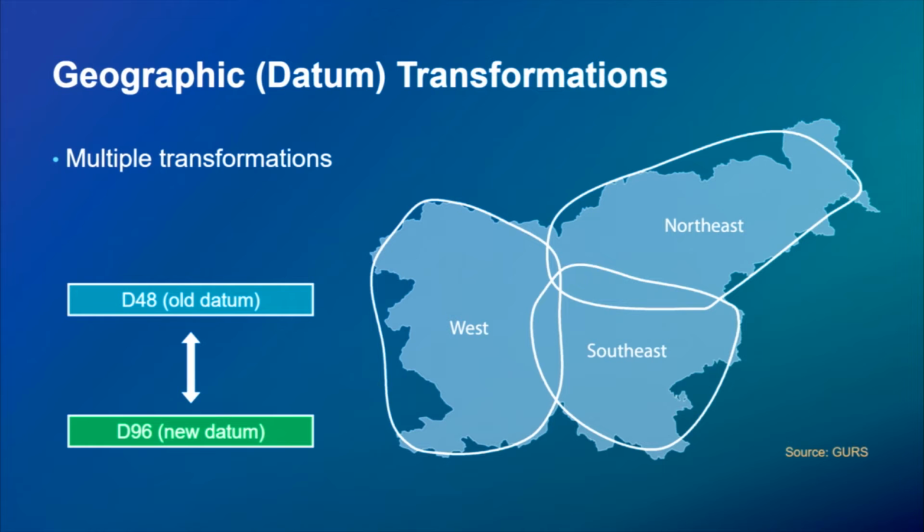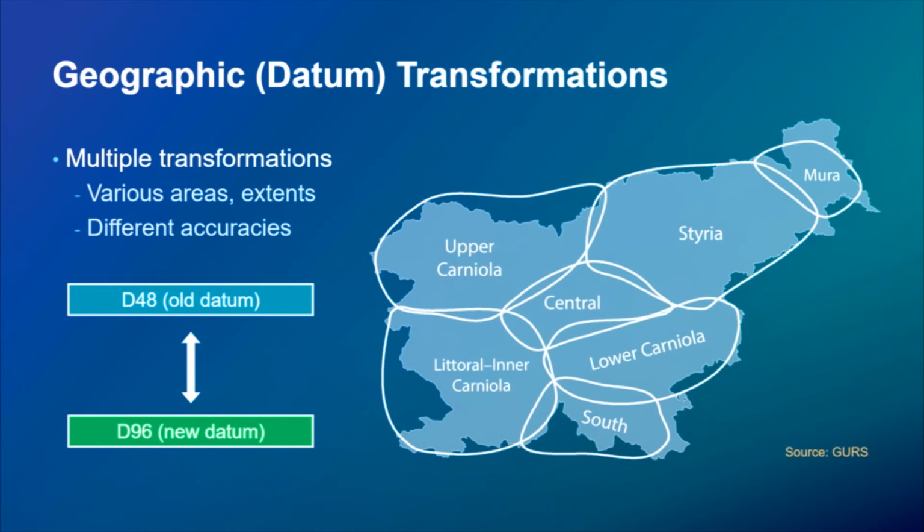So for a particular pair of geographic coordinate systems, you can have none, you can have only one, but in most cases you have multiple transformations. They are basically valid for different areas, different regions, or they can be valid for different states. And they also have different accuracies. In general, when the transformation area is split into more regions, the accuracy is better. So in our example, in Slovenia, when the country is split into 3 different regions, those transformations are less accurate than when the country is split into 7 different regions.